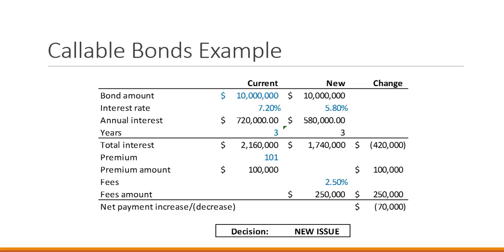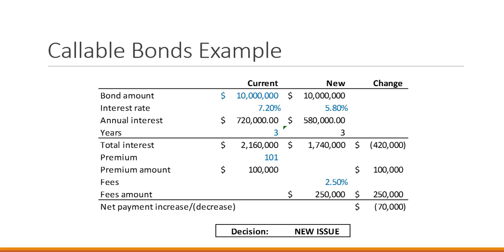We want to look at the amounts that change comparing the current and the new scenario. Currently, the bond is $10 million. The new bond would also be $10 million. The interest rate currently is 7.2%. Annual interest times 3 years, because we're looking at a current bond that has 3 years of life left, so we want to take the full 3 years into consideration. 3 years of annual interest is a total interest amount of $2,160,000. Under the new scenario, 3 years of total interest, because of the lower rate, would be $1,740,000, and interest for the 3-year period would decrease by $420,000.